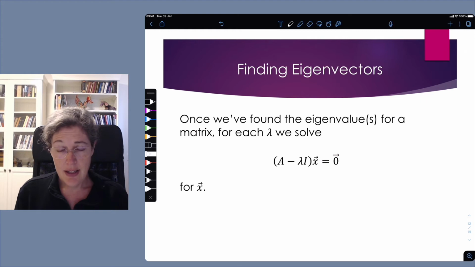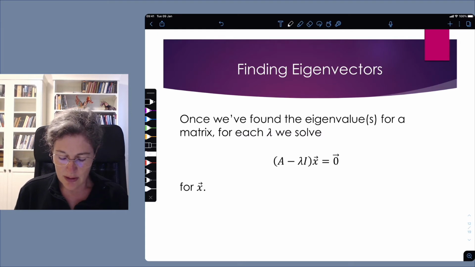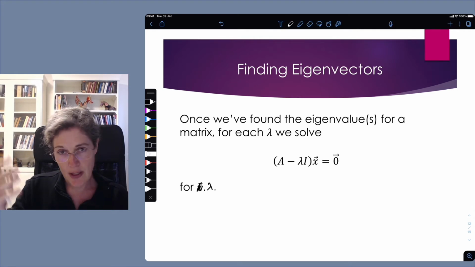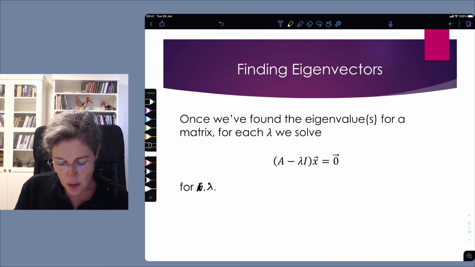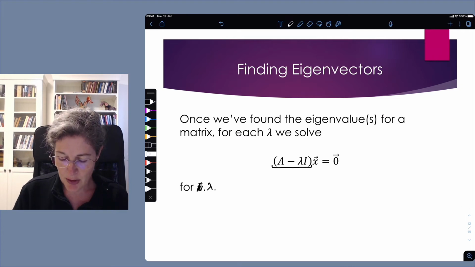Let's have a look at finding the eigenvectors. So we're going to finish finding eigenvectors and then come back to our example and see how these are useful in real life. All right, so once we've found the eigenvalues for a matrix, then for each lambda, so you'll find a bunch of eigenvalues, you can construct this matrix for each eigenvalue and then solve for x. We've been doing this a lot because essentially you're just solving something of the form Bx is equal to 0, and we know how to do that.